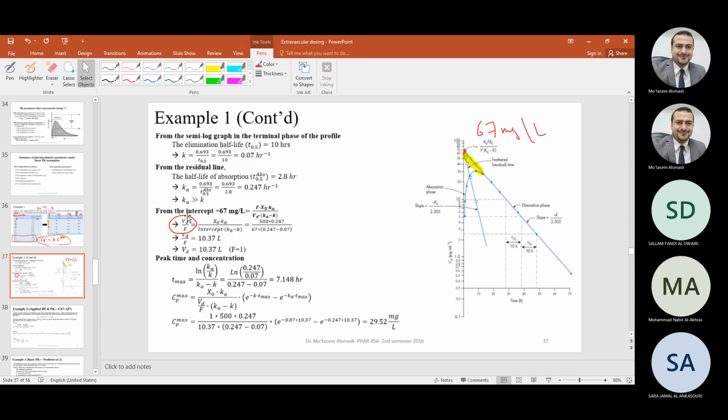I'll put this value of Tmax in the equation of Cp, instead of the time. We know the K, we know the Ka, we know the Tmax, and we know the F. And we know also the Vd that we just calculated. We know the dose, so everything is known. We can get the Cp max.